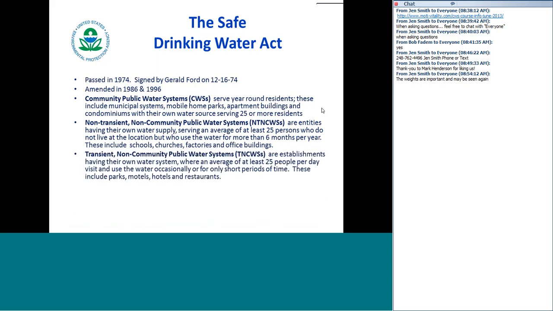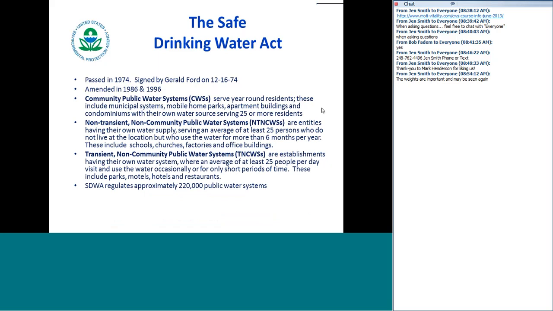The transit non-community public water systems, these are establishments having their own water supply, or an average of at least 25 people per day that use the water occasionally or for only short periods of time. So parks, motels, hotels, and restaurants.